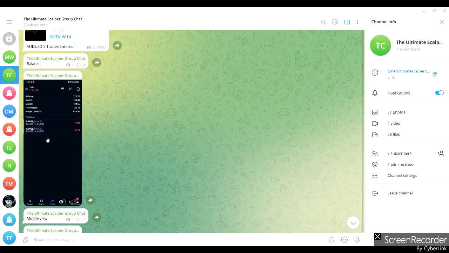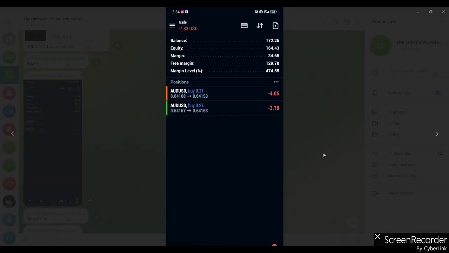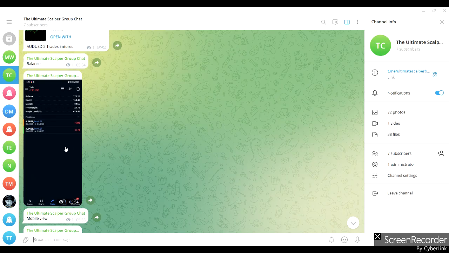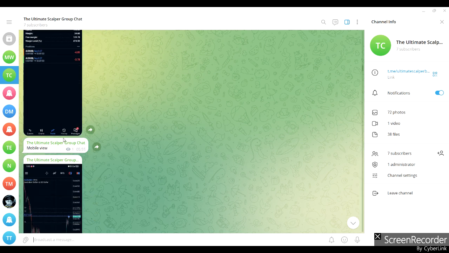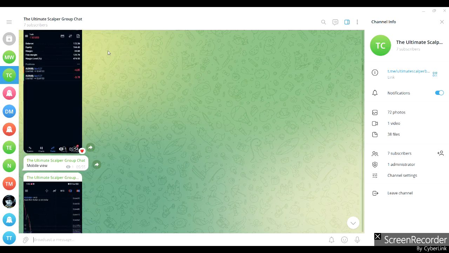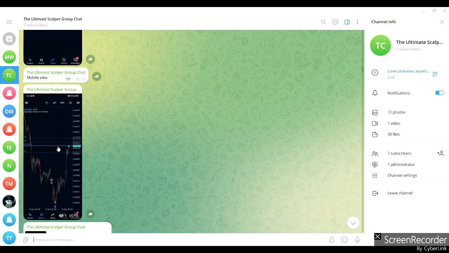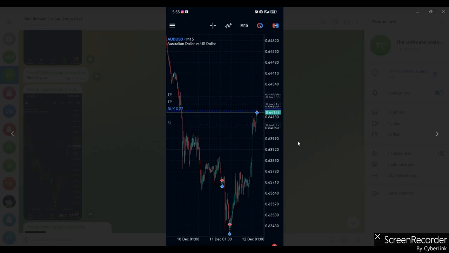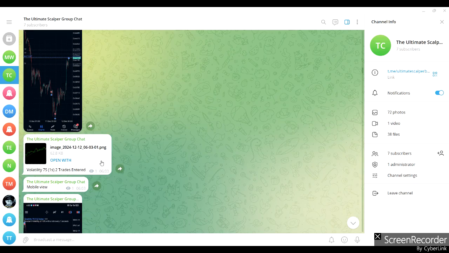Alright, and then this is the balance at the time of taking the trade. Things were really not going good. It was just a difficult day, but now we are on 12th December. So this is how it was looking on the 15 minute time frame on mobile.